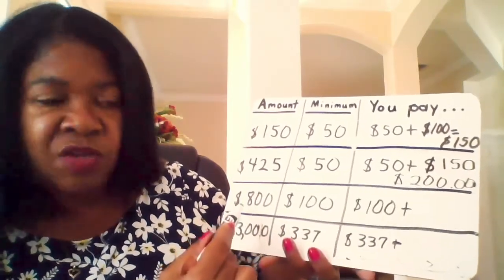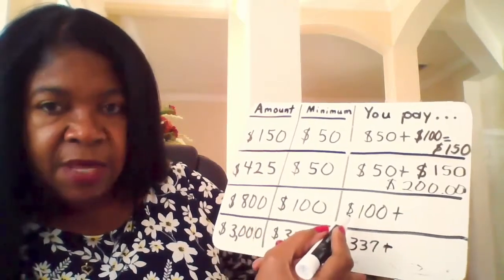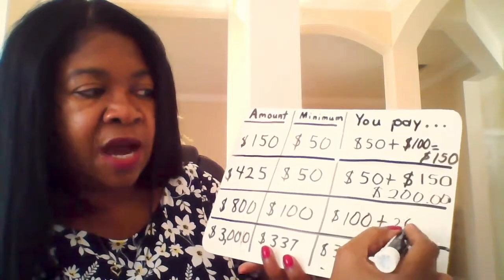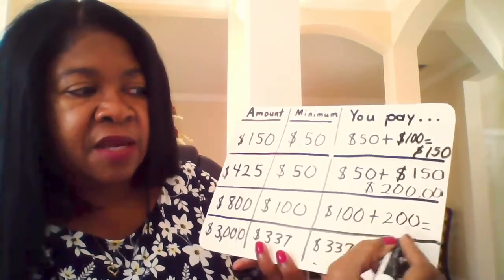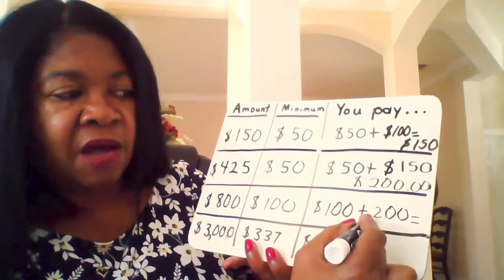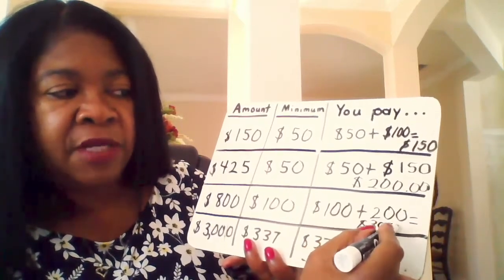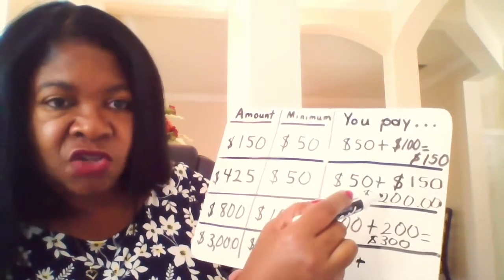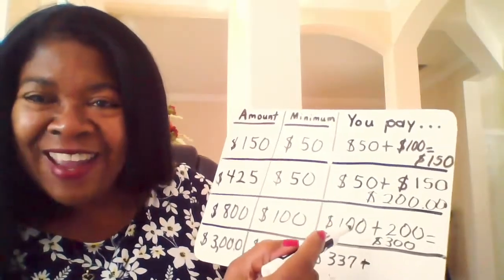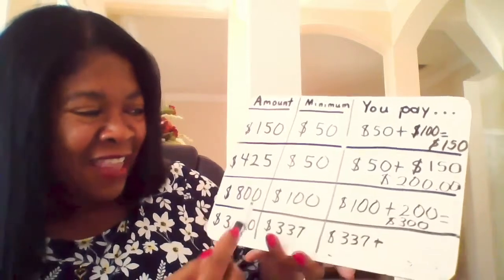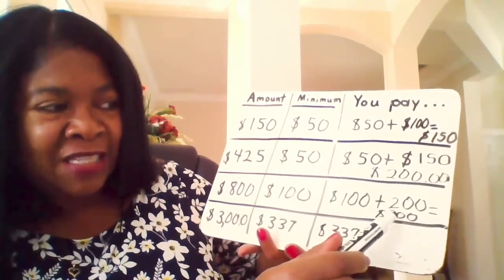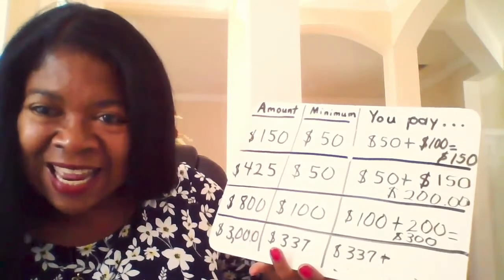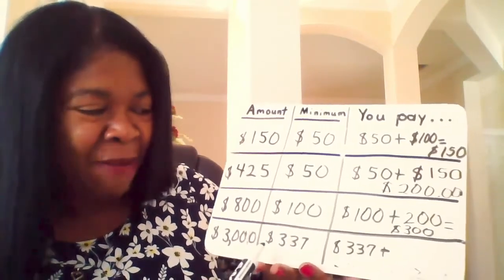This is the $800 debt. So you've got your minimum payment of $100, and then you're going to put the $200, and that's going to make that a $300 payment. So your payments are getting higher. $150, then $200, now $300. Then you are going to move this amount that you're paying down to the very last debt. The last debt is that car payment of $3,000.